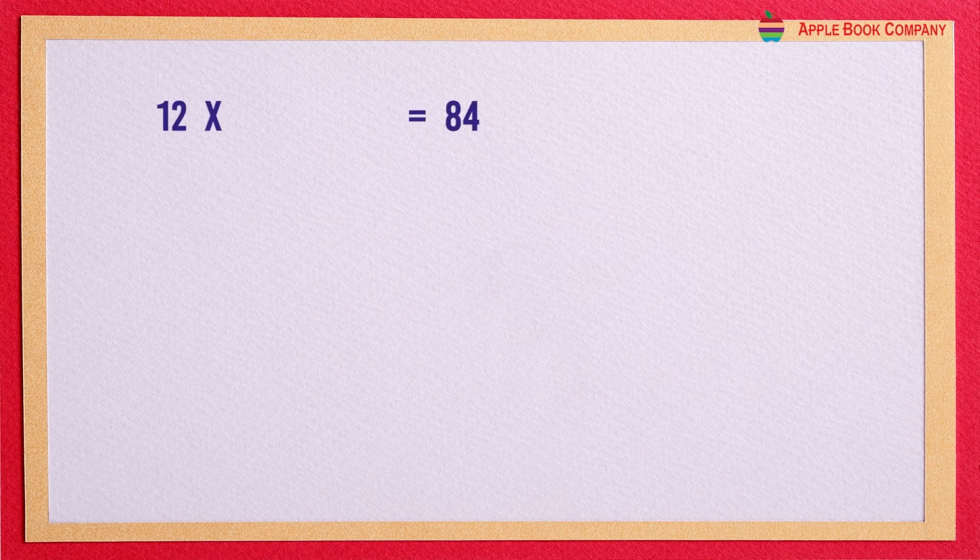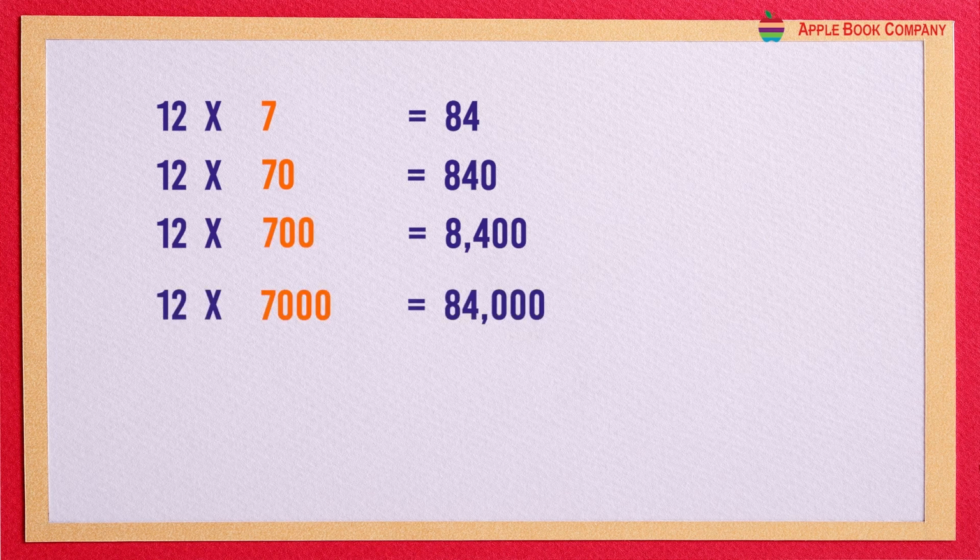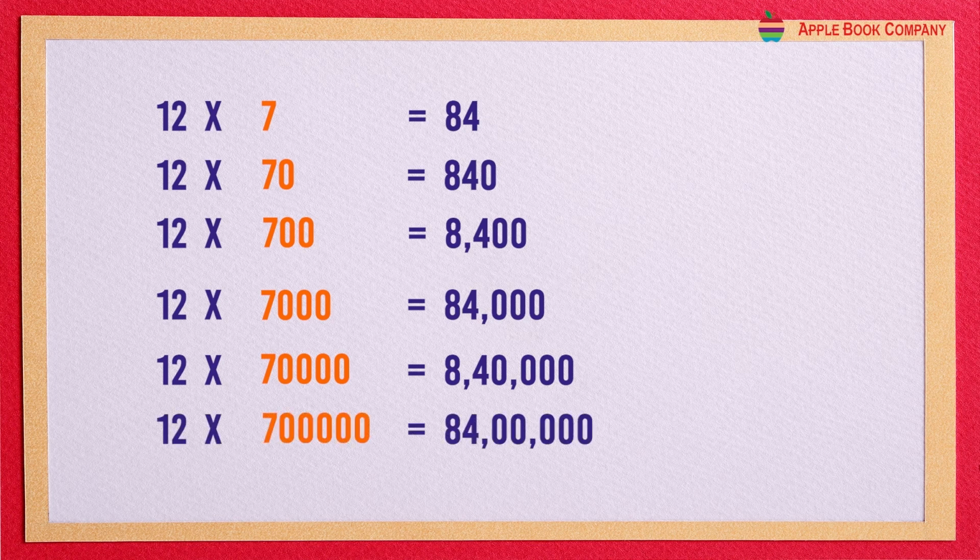Second question, fill in the boxes. 12 into dash is equal to 84. So 12 into how much is 84? 12 sevens are 84. So in the B bit, he is asking us 12 into dash is equal to 840. So just add 0 beside 7. So 12 into 70 is 840. Similarly in the C bit, 12 into 700 is equal to 8400. 12 into 7000 is 84,000. 12 into 70,000 becomes 8,40,000. Similarly, 12 into 7 lakh becomes 84 lakhs.